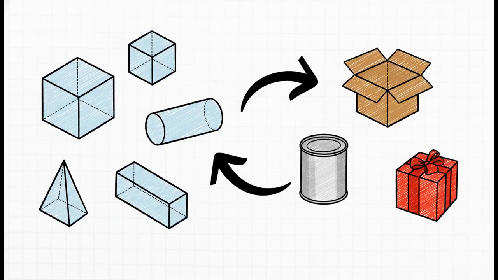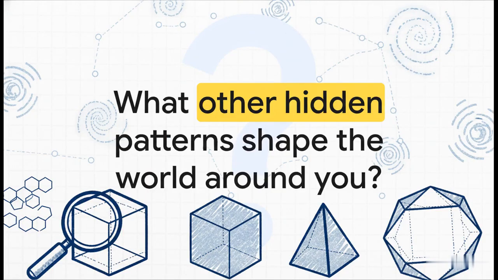So, the big takeaway here is this. From these simple, flat patterns, our entire 3D world is constructed. Nets really are the secret blueprints behind the objects we use every day without a second thought. And that leaves me with one final thought for you. Now that you can see these blueprints hiding everywhere, what other hidden patterns are out there, quietly shaping the world all around you?